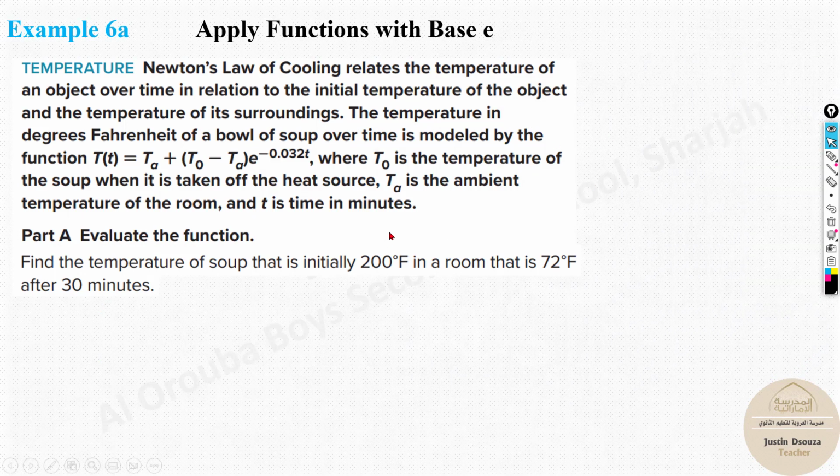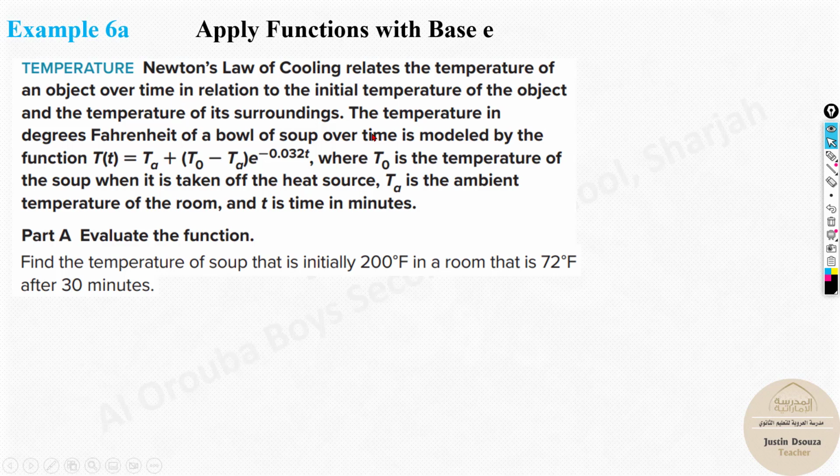Now we go to the real world problem, the last problem here. Let us see this. Newton's law of cooling relates the temperature of an object over time in relation to the initial temperature of the object and the temperature of its surroundings. The temperature in degree Fahrenheit of a bowl of soup over time is modeled by the function.